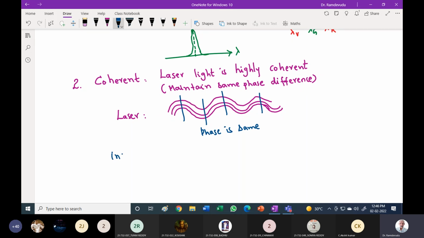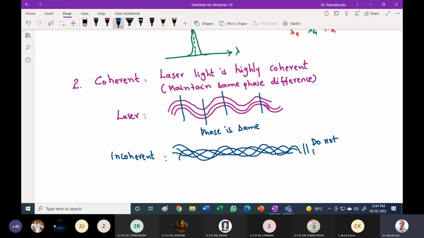But if you take incoherent light, they don't maintain the path difference. That means one wave may be like this, the other wave of the same source may go something like this, or another wave may go something like this. So they do not maintain any phase relation.